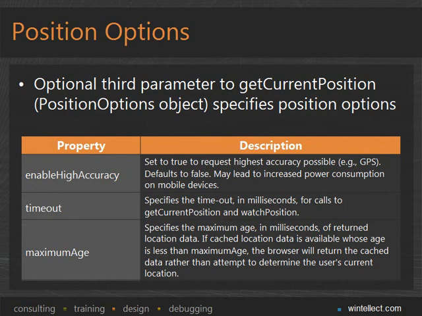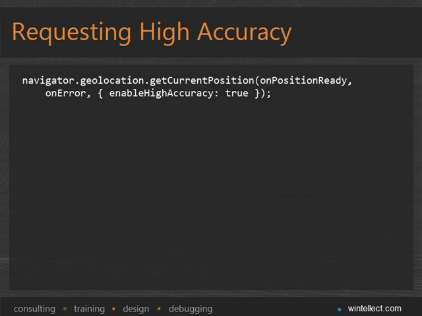By default, you'll never get that timeout, but when you call get current position, it could take a few seconds or more for the browser to figure out where you are, especially if it's having to get a lock on 3 GPS satellites. There is a third parameter you can pass to get current position that allows you to specify position options, which I list right here. Let me show you one example of that.